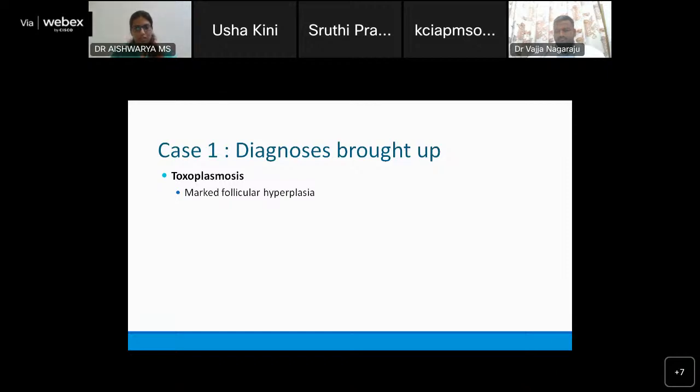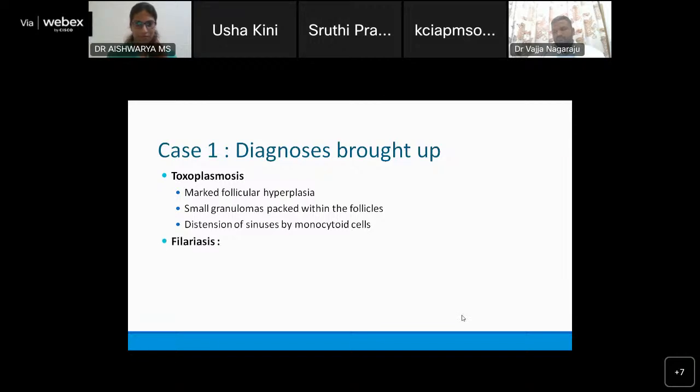The foremost feature in toxo is that you would get follicular hyperplasia, with small granulomas packed within the follicles. That's very, very interesting. Within the follicles, you will find these granulomata, and you will have sinuses with monocytoid cells. So your sinuses will be loaded with sheets of monocytoid cells along with follicular changes. So there is both sinusoidal and follicular hyperplasia with granulomata.